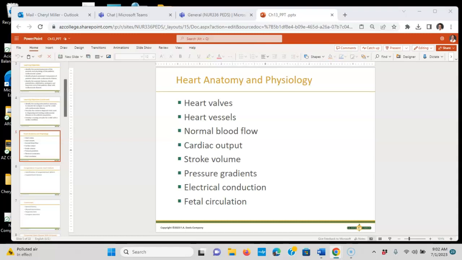Therein lies the problem. So you've got to know PDA. PDA is one of those things. PFO is one of those things you've got to know, because a patent foramen ovale will cause problems, and a patent ductus arteriosus causes problems. The PDA, we give indomethacin, ibuprofen, or Tylenol to get them to close.